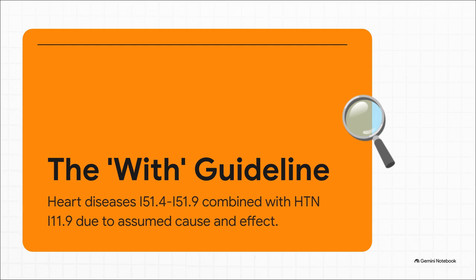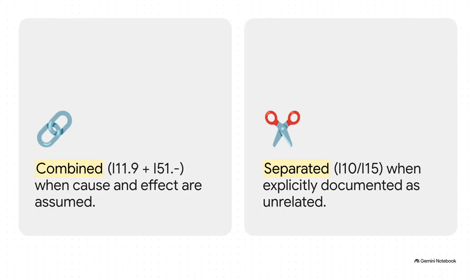You actually assume a cause and effect relationship by default. This is a huge time saver because you don't have to constantly query the physician to connect those dots. Because of this assumed link, you just combine them straight into category I-11.9, hypertensive heart disease without heart failure. It perfectly acknowledges that, realistically, the heart rarely escapes the long-term impact of systemic vascular pressure. But there's always an exception, right? By default, you combine them into I-11.9, plus your additional code for the specific heart disease.